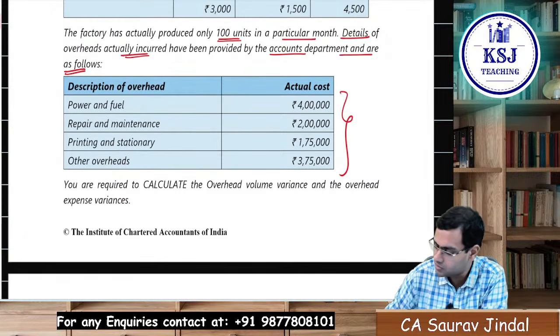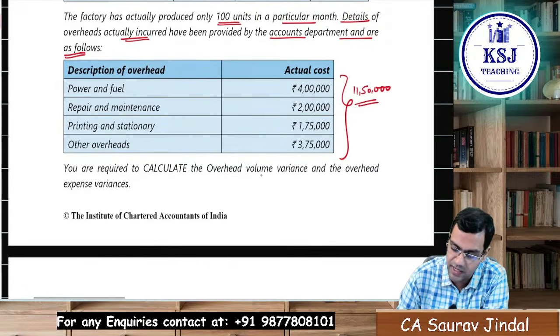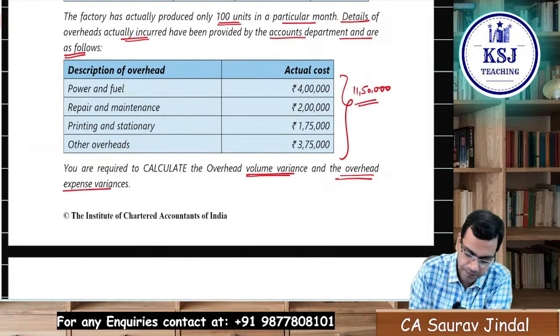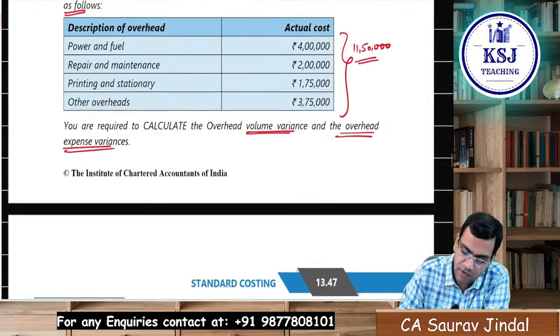4 lakh plus 2 lakh plus 1 lakh 75,000 plus 3 lakh 75,000. The total actual overheads incurred is 11 lakh 50,000. You are required to calculate the overhead volume variance and the overhead expense variance, right? So what is a volume variance?